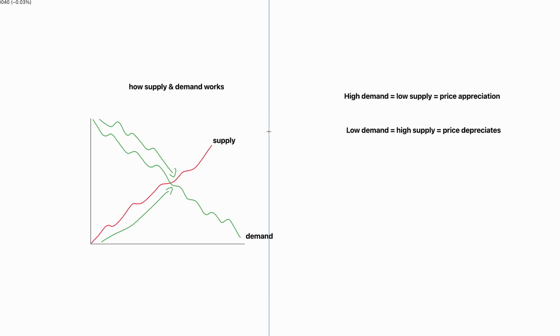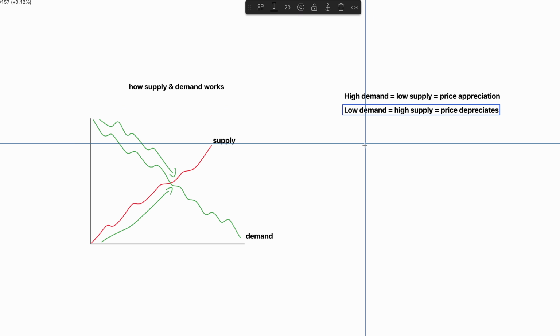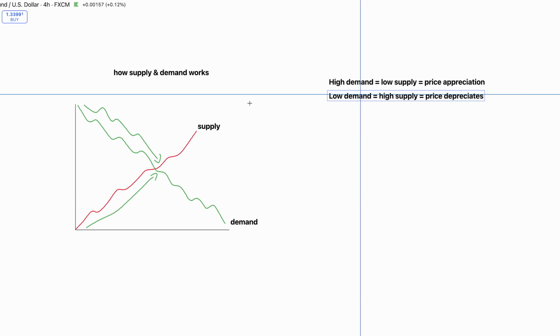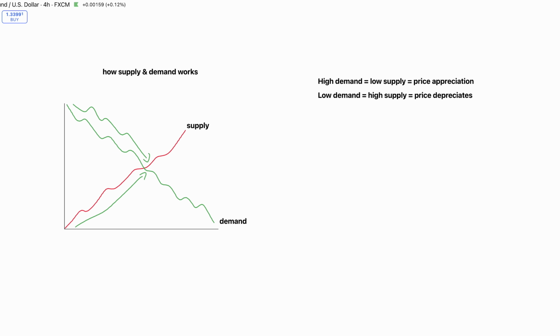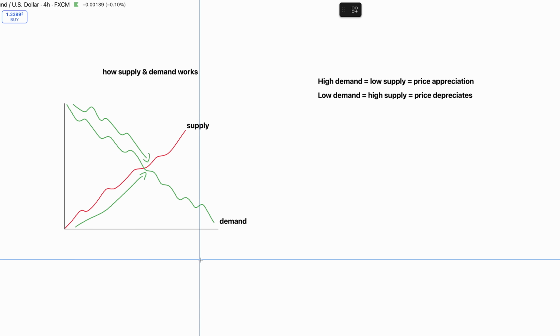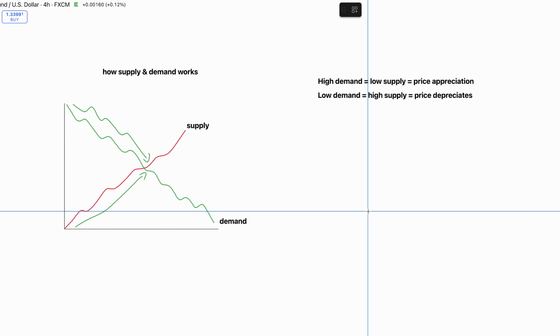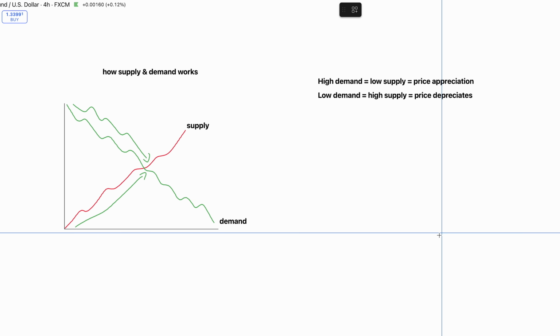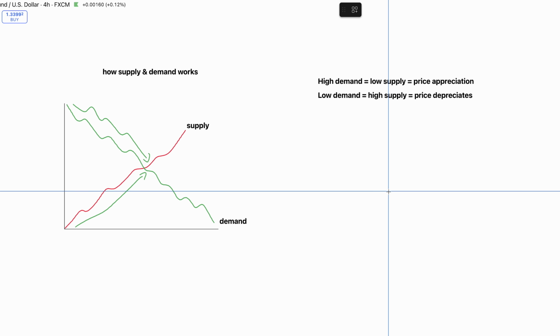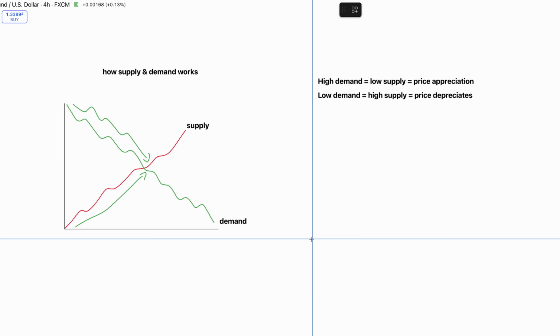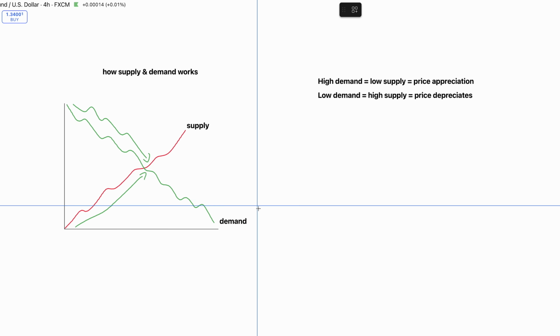All right. Now let's explain how this actually comes to be in a financial market and how this actually affects the prices. Obviously we know high supply, low demand creates price depreciation. Low supply, high demand creates price appreciation. So with that in mind, what is it that actually causes that? How does this actually make prices go up and down?